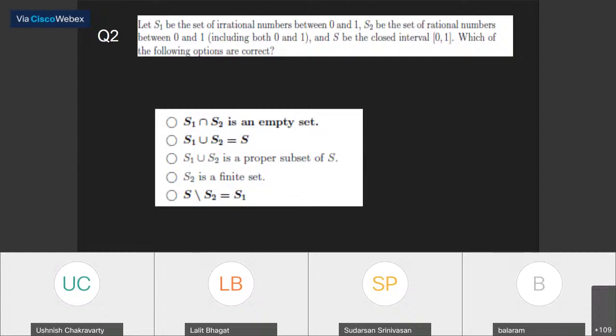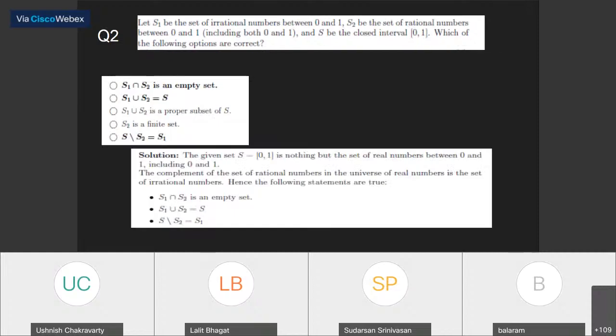What about option 4? S2 cannot be a finite set because the rational numbers cannot be finite. There are infinite rational numbers. How can it be finite? Between any two numbers, you will get infinite. Correct. So I'm also giving the solution for this. Between 0 and 1, S is the set of real numbers, and then we are saying that S1 is the set of irrational numbers, and S2 is the set of rational numbers.